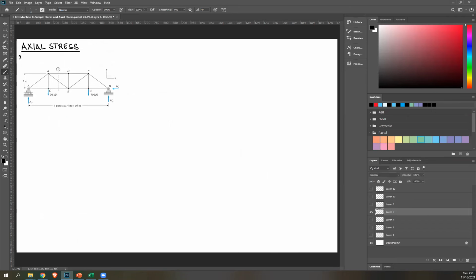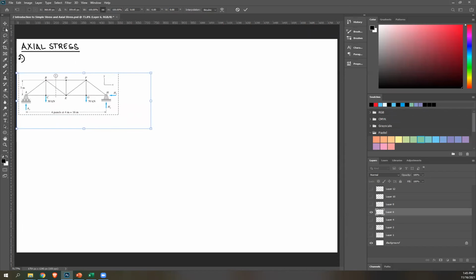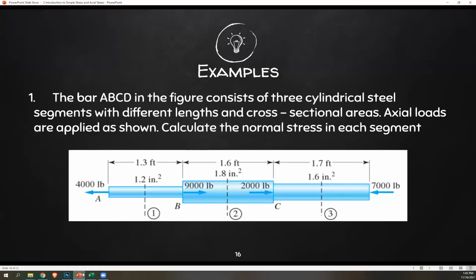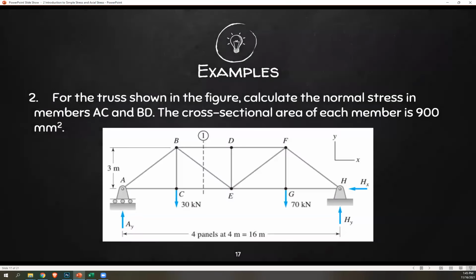Problem number 2. So for number 2, for the truss shown in the figure, calculate the normal stress in members AC and BD. Cross-sectional area of each member is 900 millimeters squared.